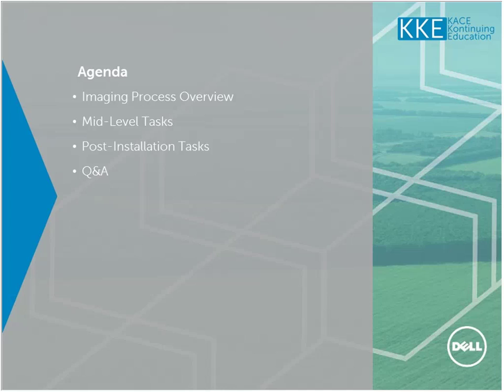All right. So what are we talking about today? Today we're going to take a look at our imaging process overview to get an understanding of where we are in the process here. And then we're going to talk about two different phases of post-installation tasks. The first phase is what we call mid-level tasks, and the second is going to be our true post-installation tasks. Then we'll open it up for some Q&A, and we're going to be getting into some very detailed information about some of these tasks, some popular requests that we get out there with customers.